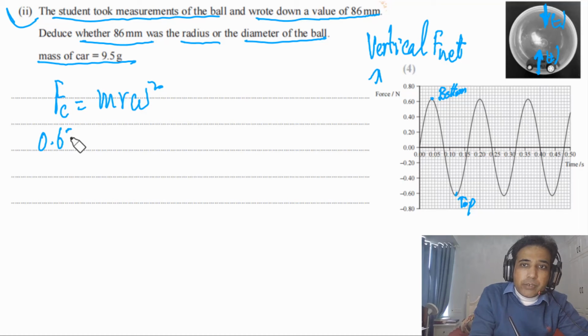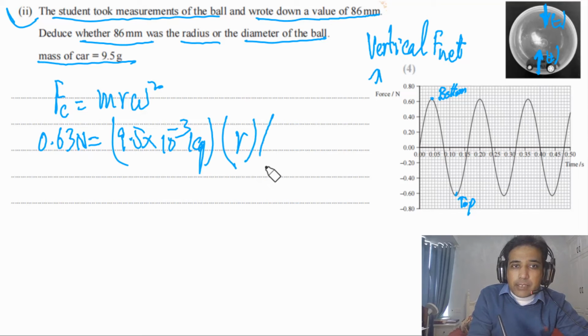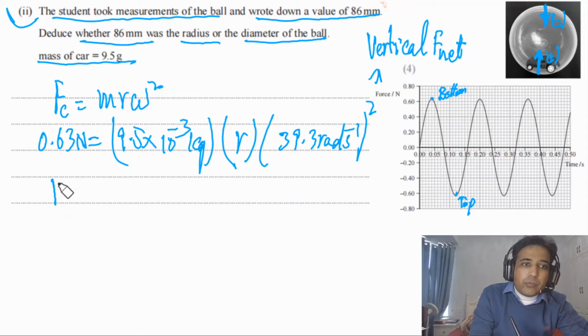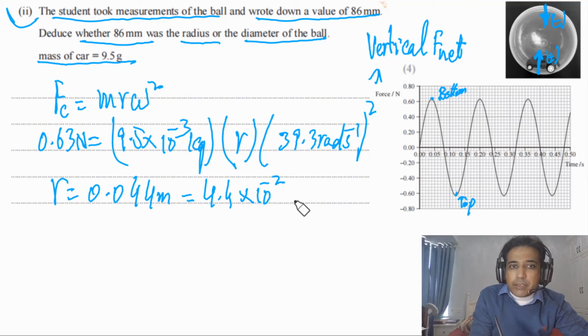So this is about 0.63 newtons and mass is 9.5 grams. So we can convert this one into kilograms. If you want to write down units, you can also write down the units here, and R we can calculate. Omega we have calculated, that was 39.3 radians per second square. Now if we solve, we will get R is equal to 0.044 meters. R we can say this is 4.4 times 10 to minus 2, and we can multiply this one with 10 to 1, and also we can multiply with 10 to minus 1.